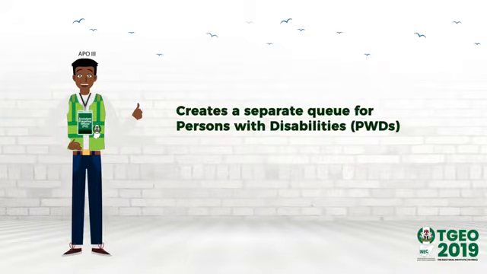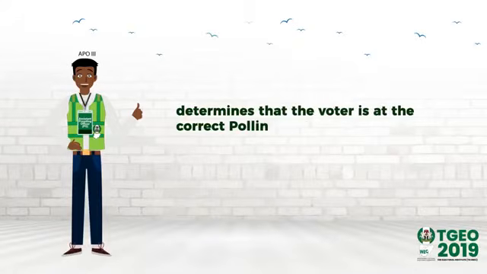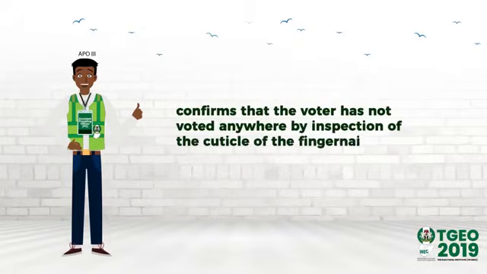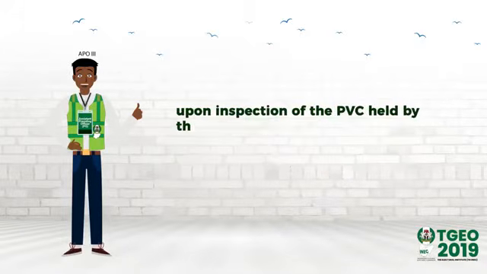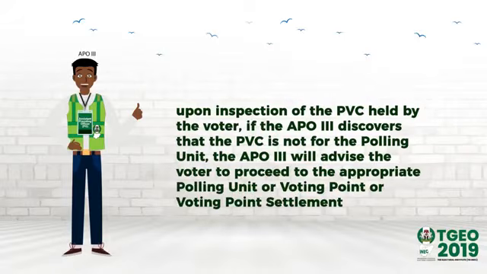Determine if a voter is at the correct polling unit or voting point. Confirm that a voter has not voted anywhere by inspecting the cuticle of the voter's fingernails. If satisfied, direct the voter to the APO1. Inspect the PVC held by a voter.